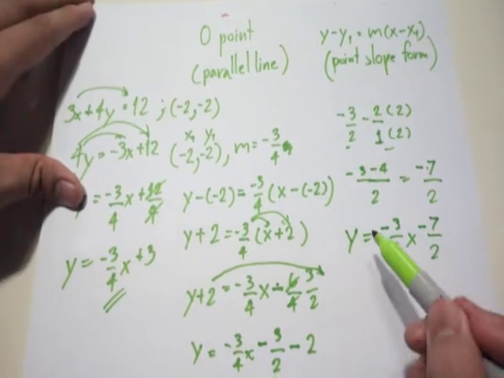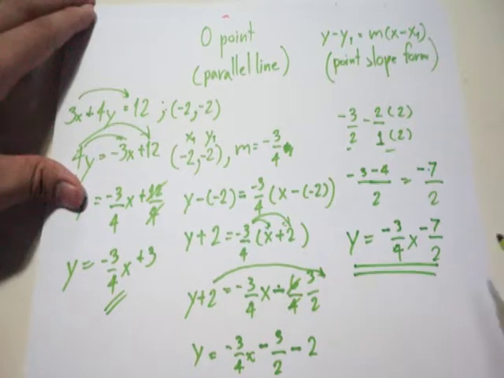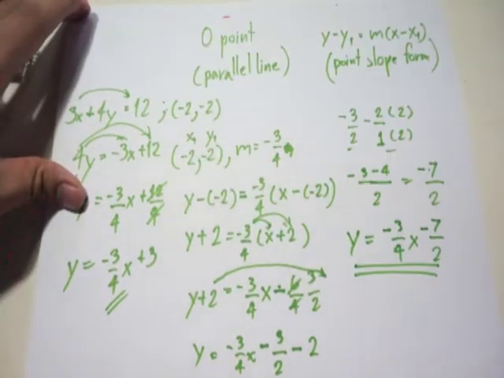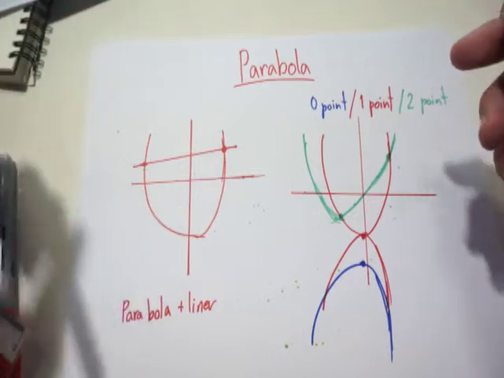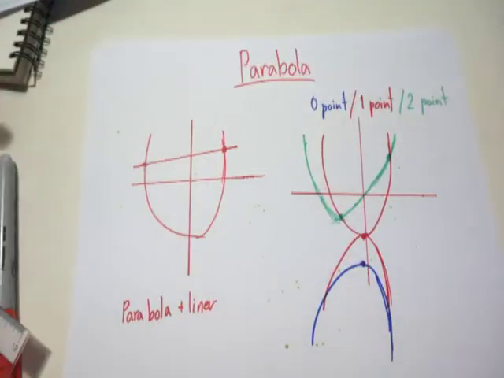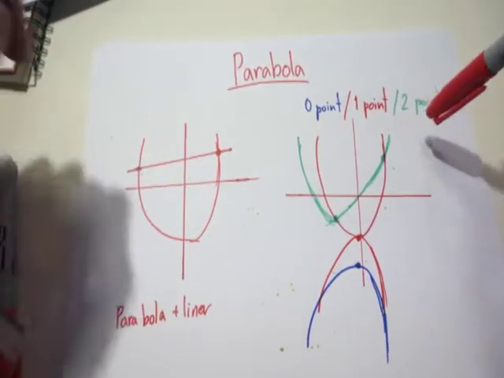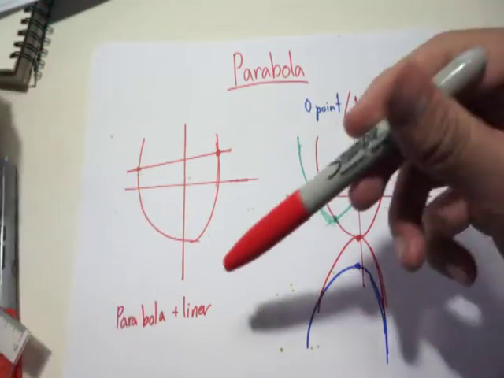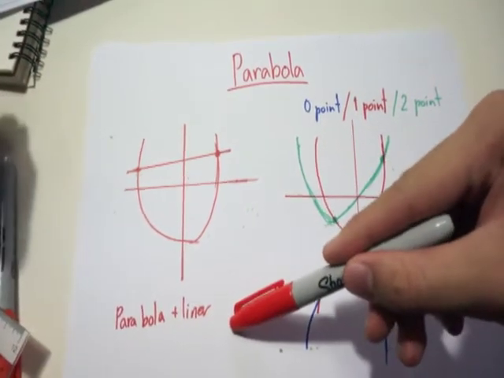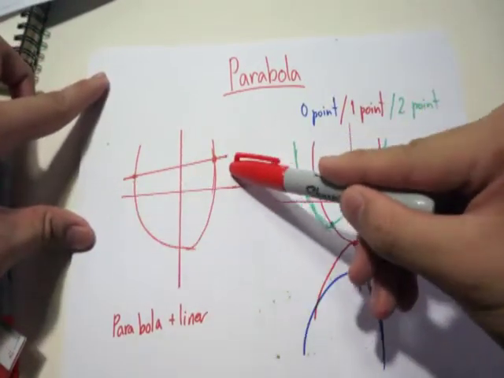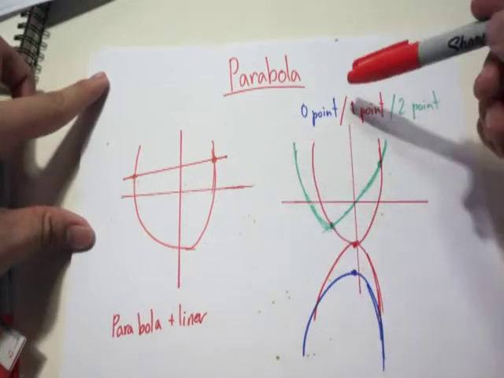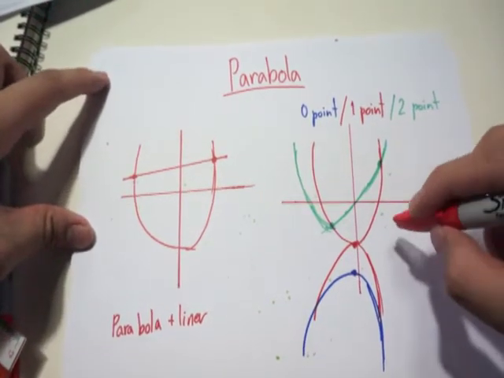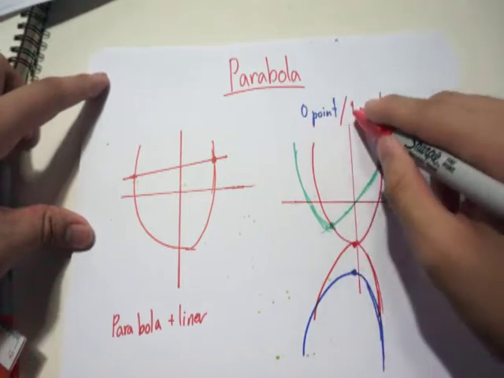And this is the line equation that is parallel to these questions. And now for the parabola form, we can see that there's two kinds that parabola can intersect. There's parabola with linear, which can be seen by this, and parabola with parabola, which can be any of these three.